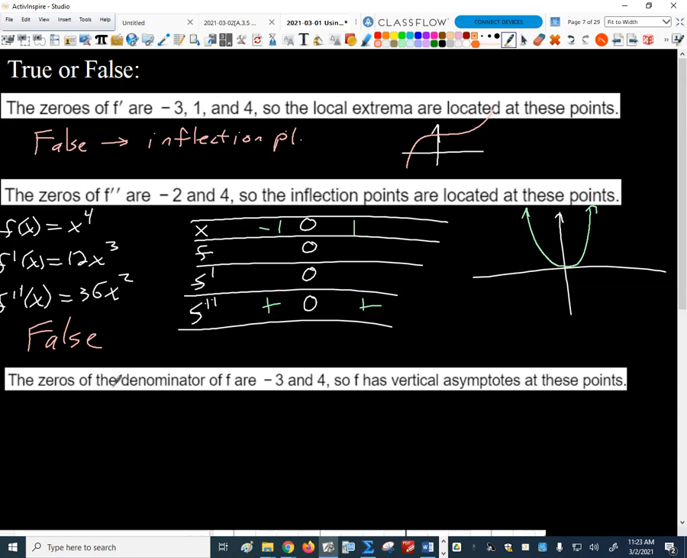Okay, all right. So the last example here: the zeros of the denominator of f are -3 and 4. So f has vertical asymptotes at these points. True or false? The zeros of the denominator of f are -3 and 4. So f has vertical asymptotes at these points.